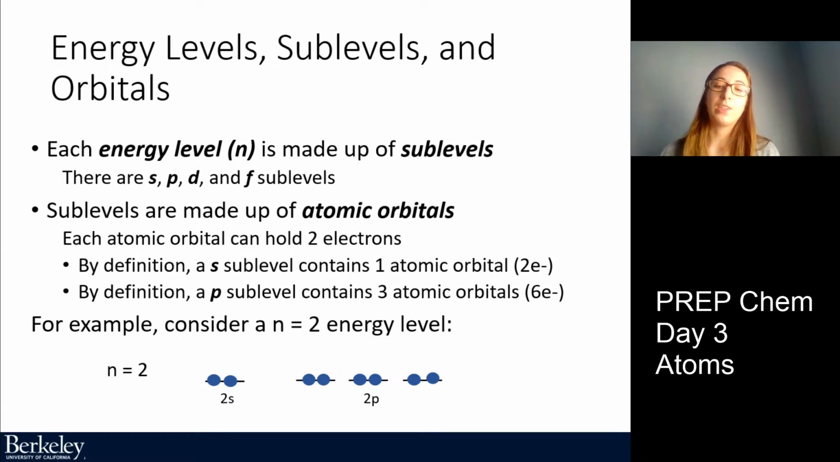So if we think back to the previous slide where we defined a maximum of 8 electrons in the second level, this makes sense, right? We can add up using sublevels the correct amount of electrons in that energy level.